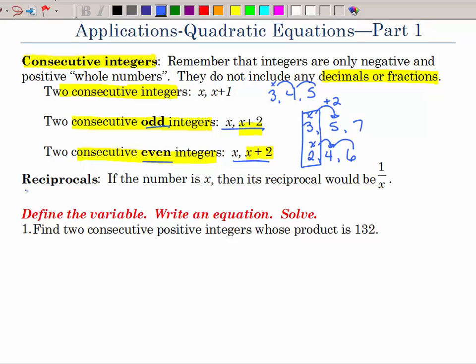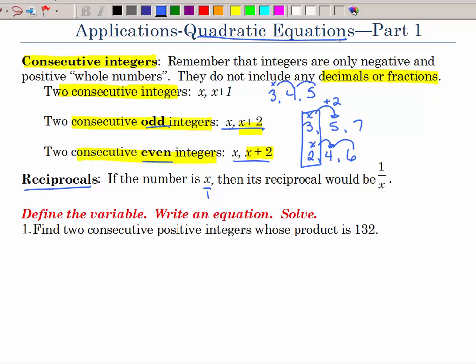And then you're going to see the word reciprocal, and of course you should know that you're going to flip it over. So if you have a number x over 1, then its reciprocal will be 1 over x. But let's see how we're going to see these words and set up quadratic equations. Now remember, that involves an x squared. Sometimes we might need to factor, and we might need to use the quadratic formula.